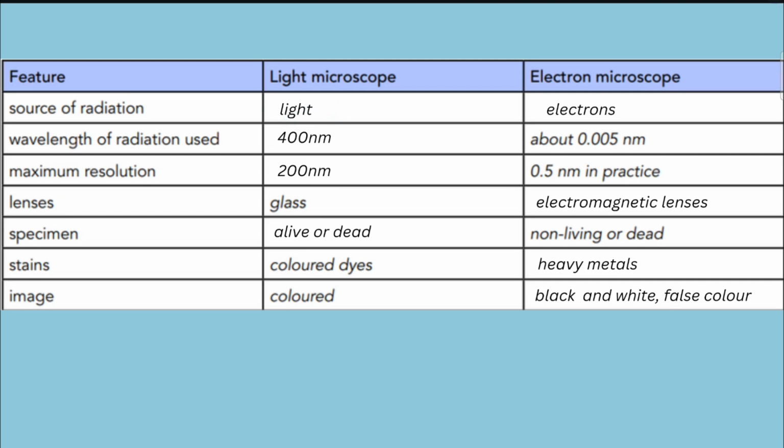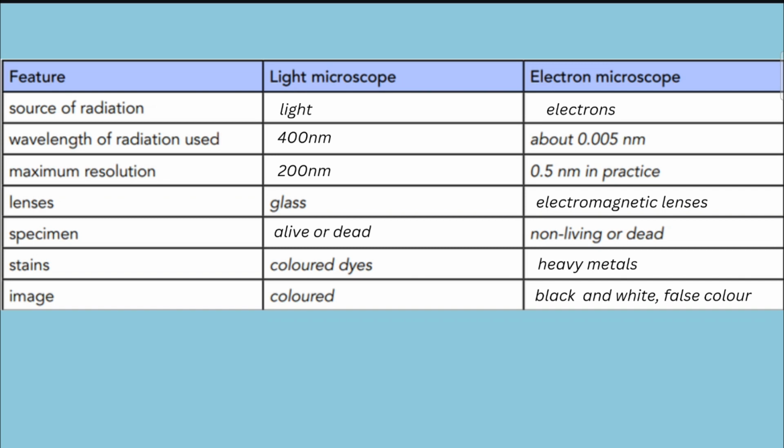Source of radiation: light and electrons. We already discussed this. Wavelength of radiation used. I'm talking about the minimum wavelength that you can achieve. For light it ranges from 700 to 400, but I'm going to talk about the minimum that you can use. So for light, it's 400, and for electron microscope, it's around 0.005 nanometers. Maximum resolution for light is 200, and for electron microscope it's 0.5.